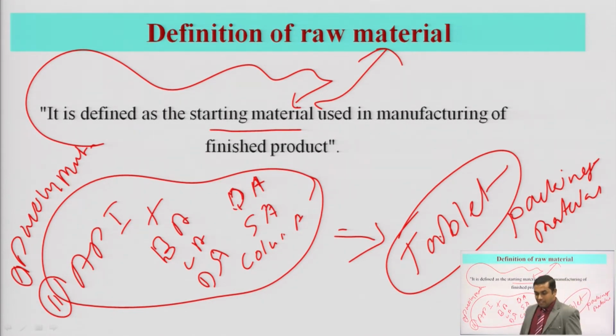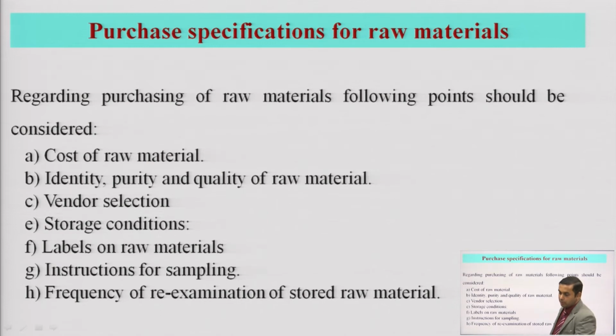Now, purchase specification: how will you purchase the raw material, what will be the specification for purchasing? Regarding the purchasing of raw material, the following points should be considered. First is the cost. No pharma industry will allow you to purchase high cost raw material unless it is showing good quality. Pharma industries are happy to spend millions of money if the raw material's quality is very good.